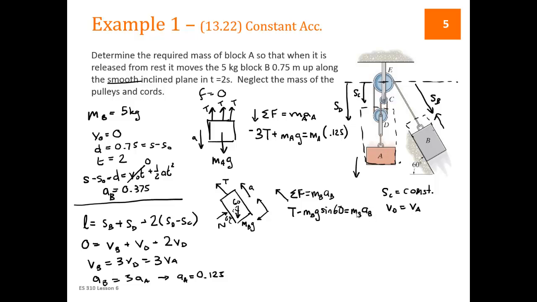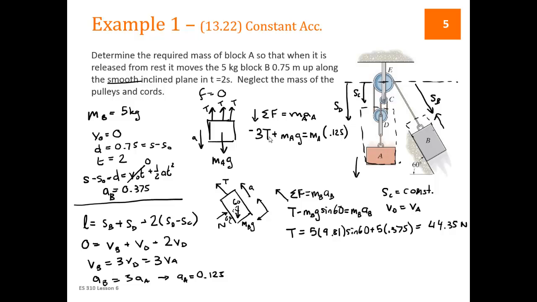Well, we know aB, we know mB, we know g, so we can find T. T is equal to, mass B is 5. We are in SI units, so g is 9.81, times sine of 60, plus 5 times aB, which is 0.375. That allows us to find the tension of 44.35 newtons.